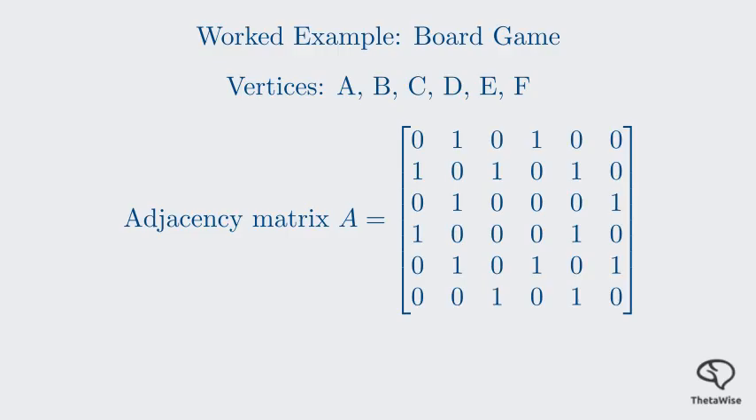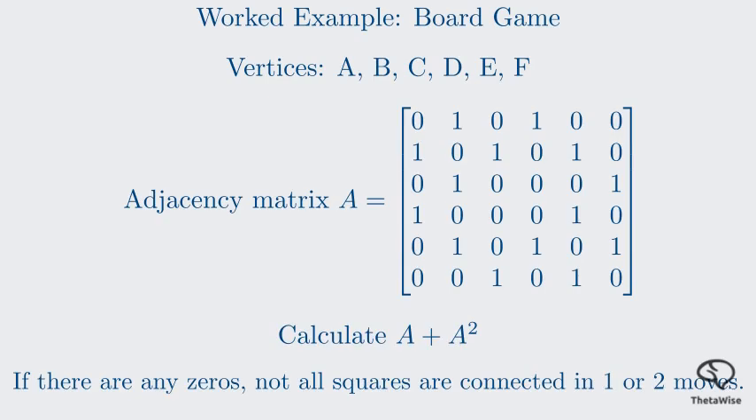Now, the problem asks us to determine if it's possible to move between any two squares in at most 2 moves. This requires us to look at the adjacency matrix for 1 and 2 step moves, which is A plus A squared. If we calculate this matrix, A plus A squared, we find there are several zero entries. For example, the entry for C to D is 0. This means it's not possible to get from C to D in 1 or 2 moves. So, no, it's not possible to move between any 2 squares in at most 2 moves.